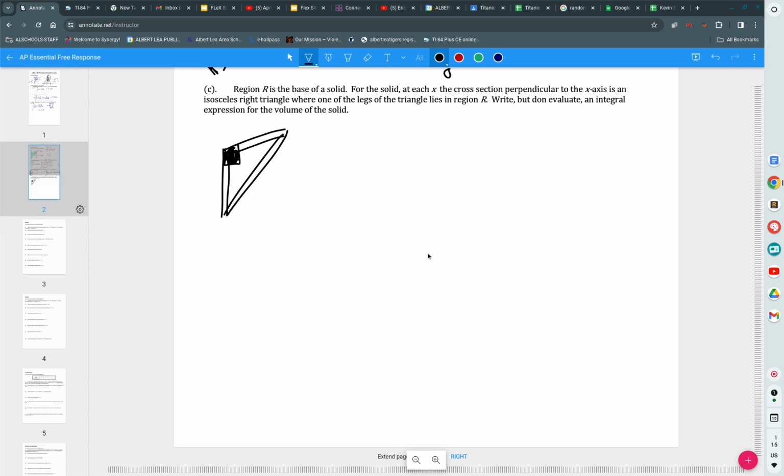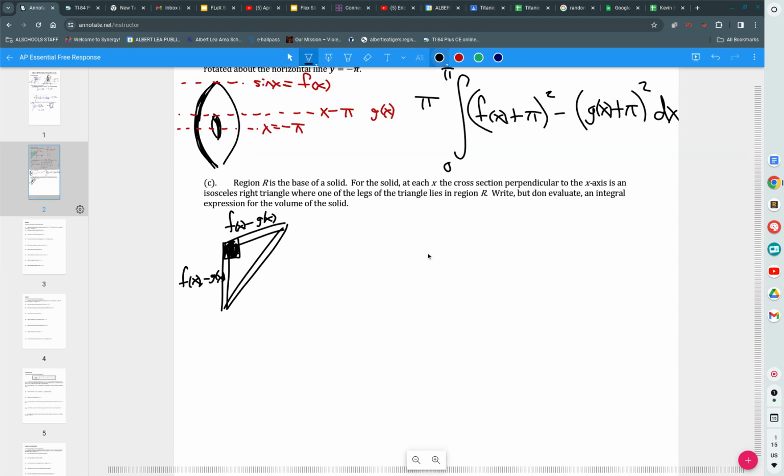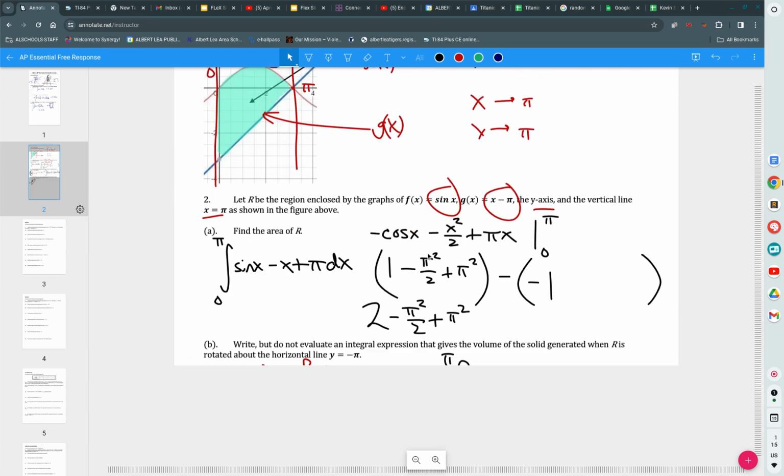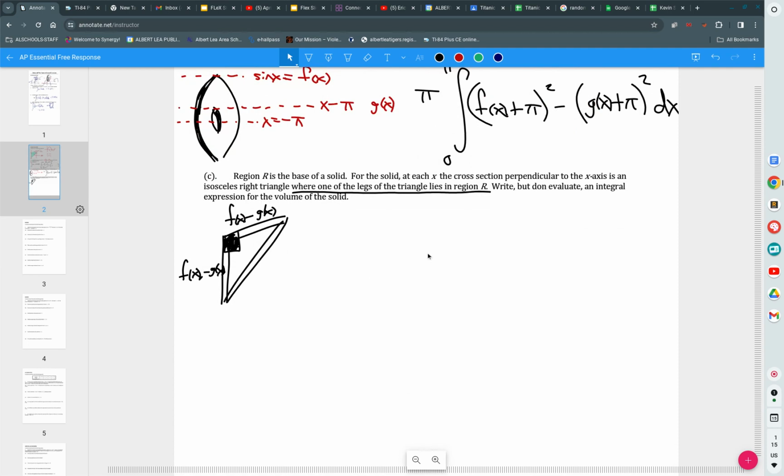All right, I draw the shape as is coming off the page to me. I've got f of x minus g of x, and I've got f of x minus g of x because it is an isosceles right triangle, meaning that the two sides are the same. An important note to make here, folks, is it says where one of the legs of the triangle lies in the region of R. So what that means is that this leg that you're seeing right here lies within this region. If it said the hypotenuse lies in that region, we did an example like that one day in class, that's a little bit more complicated, okay? So we do have one of the legs lying within the region, so that's helpful. We know that this is a dx type problem.